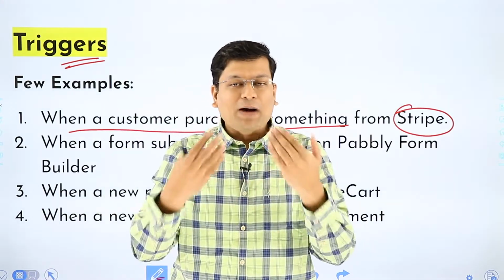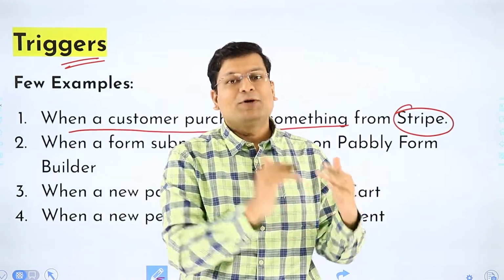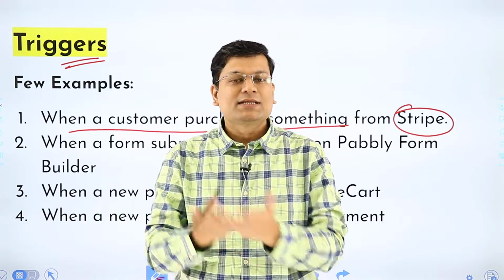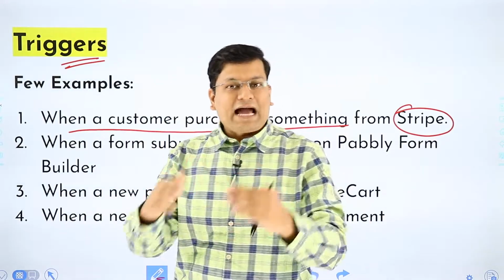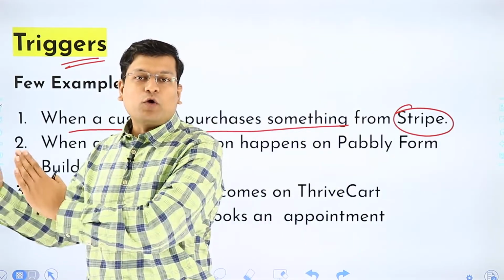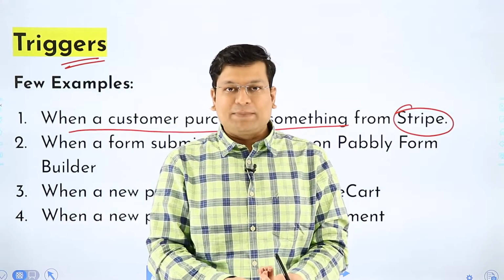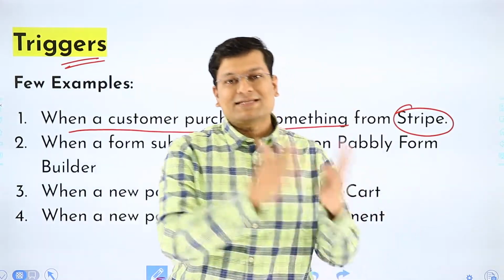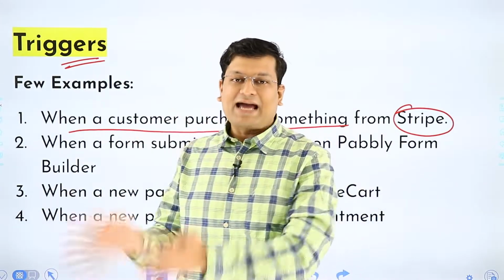So, the trigger event is something that happens, and based on that happening, you want to do something, right? The happening part is the trigger, because it's an event that happens, and the action part is something which you really want to do after that event has taken place. Okay. So, triggers and actions, triggers and actions.